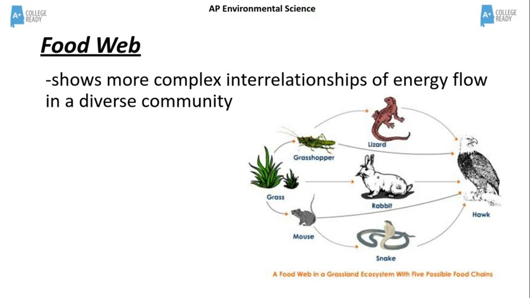Food webs show more complex feeding relationships in an ecosystem. They are composed of several food chains. One food chain shown in this web is the grass being eaten by the mouse, that is then eaten by the snake, which is then eaten by the hawk. Energy is passed from one organism to another.